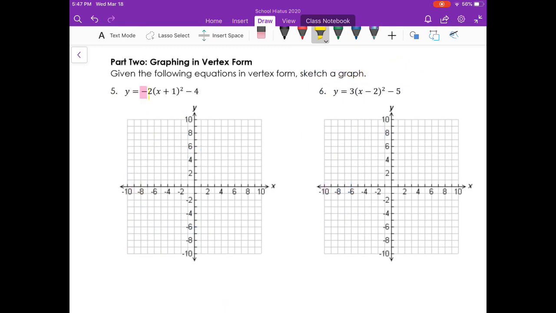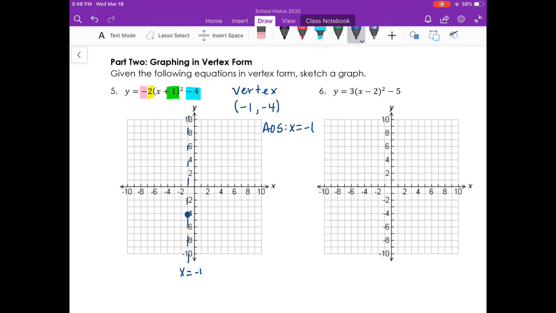The function in number 5 has a reflection, a stretch by 2, a horizontal shift to the left 1, and a vertical shift down 4. This means that the vertex of the function will be -1, -4, and the equation of the axis of symmetry is x equals -1. After we plot the vertex, we'll look at the reflection and the stretch to determine how to complete the graph.